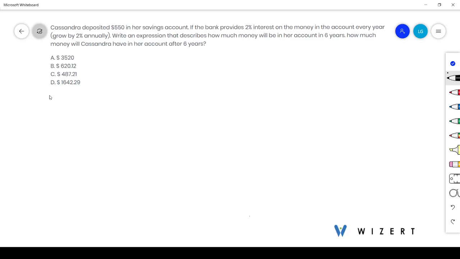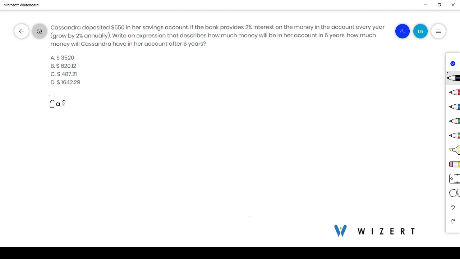Our question is, Cassandra deposited $550 in her savings account. If the bank provides 2% interest on the money in the account every year, write an expression that describes how much money will be in her account in 6 years. How much money will Cassandra have in her account after 6 years?